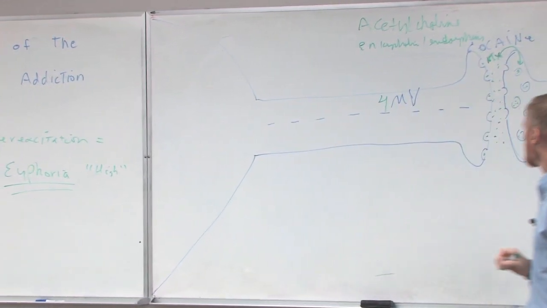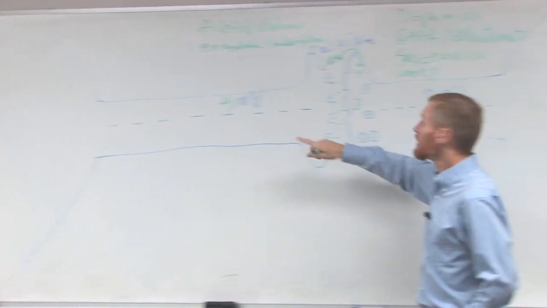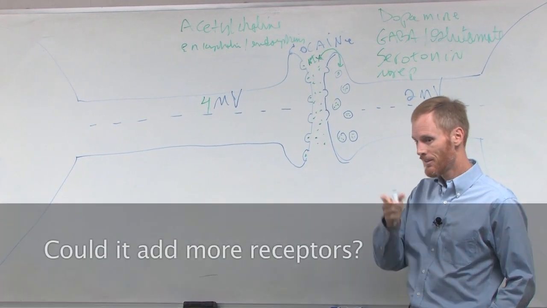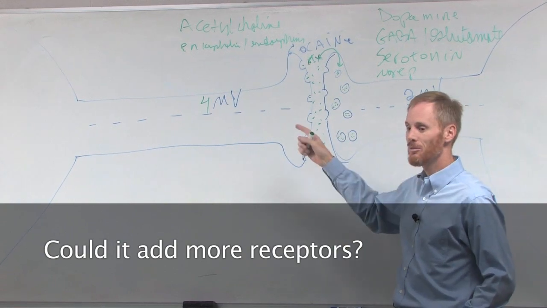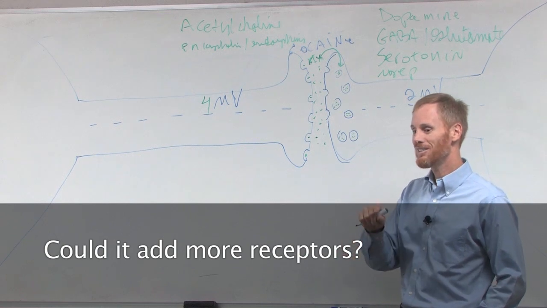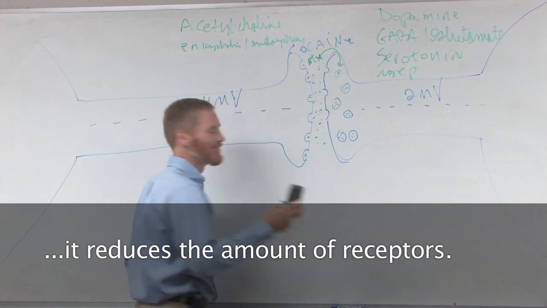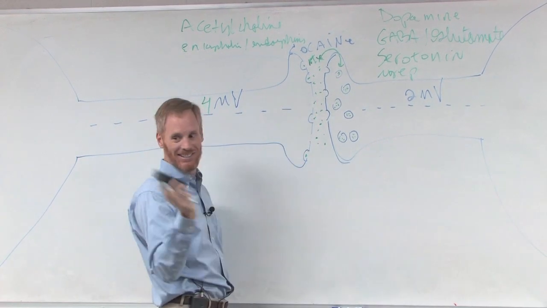So how would you guess that the brain prevents this hyperexcitation in the setting of the stimulant? Would it add more receptors? If it added more receptors, it would increase the hyperexcitation. So having learned that, now what's your answer? It reduces the amount of receptors. Very good. Neuroplasticity right there.